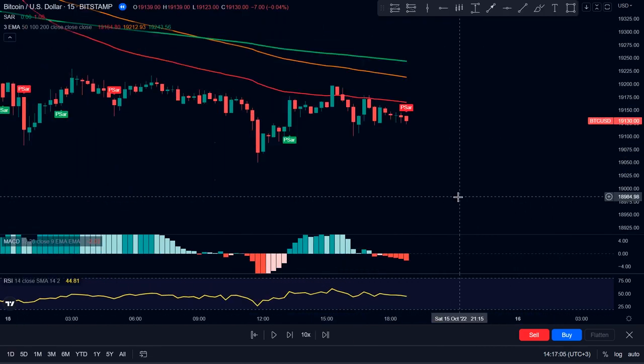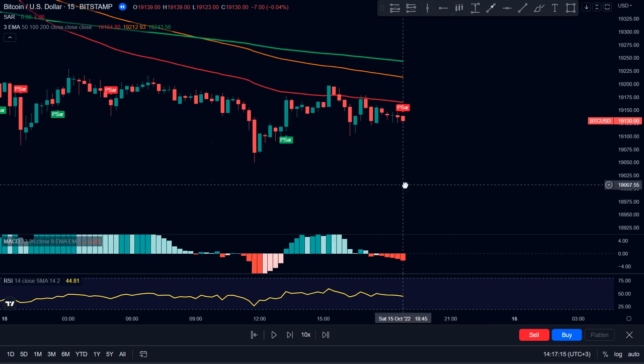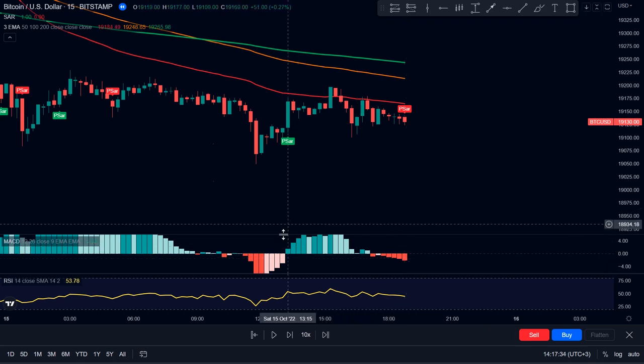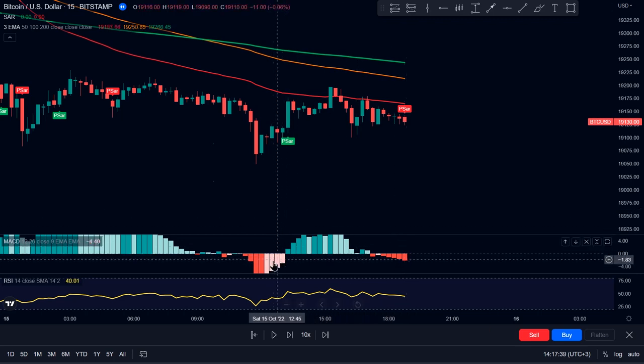Now to enter a short trade, we're gonna do the exact opposite of everything we did for long trades. First, the MACD histogram should be colored dark red. Remember I said dark red. If it turns to light red, like this one right here, we wouldn't take any short trades.